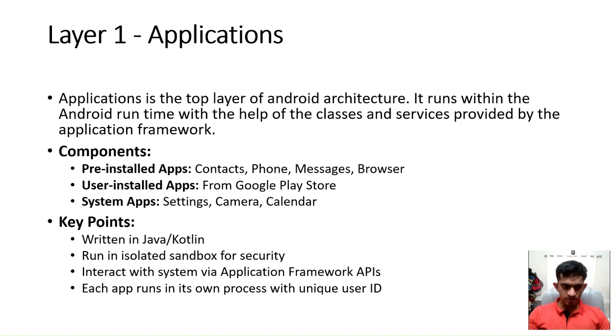Most of the application layer apps are written in Java or Kotlin. They run in sandboxes for security purposes. Each app has a unique user ID and runs its own processes. They usually interact with the system via application framework APIs. Each app runs in its own sandbox, where they are isolated for security. This will ensure that each app will not interfere with other apps, and each of them has its own user IDs.